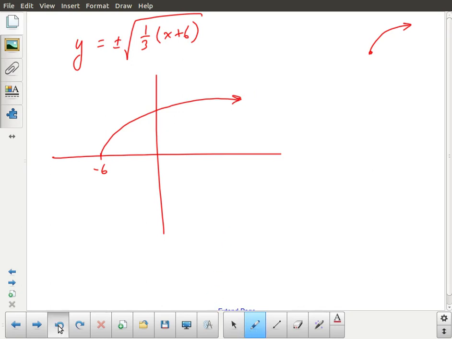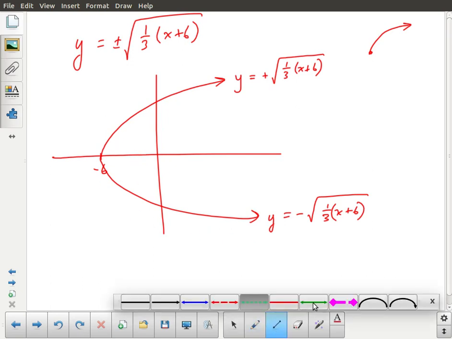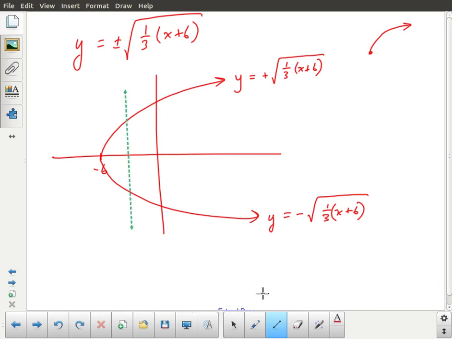Let's try that again. So it's going to look like half of a parabola lying on its side. This part right here is y equals the positive square root of 1/3 x plus 6. Then down here, we get something that looks like that, and that is y equals the negative square root of 1/3 x plus 6. Now that we've drawn it, this fails quite clearly the vertical line test.